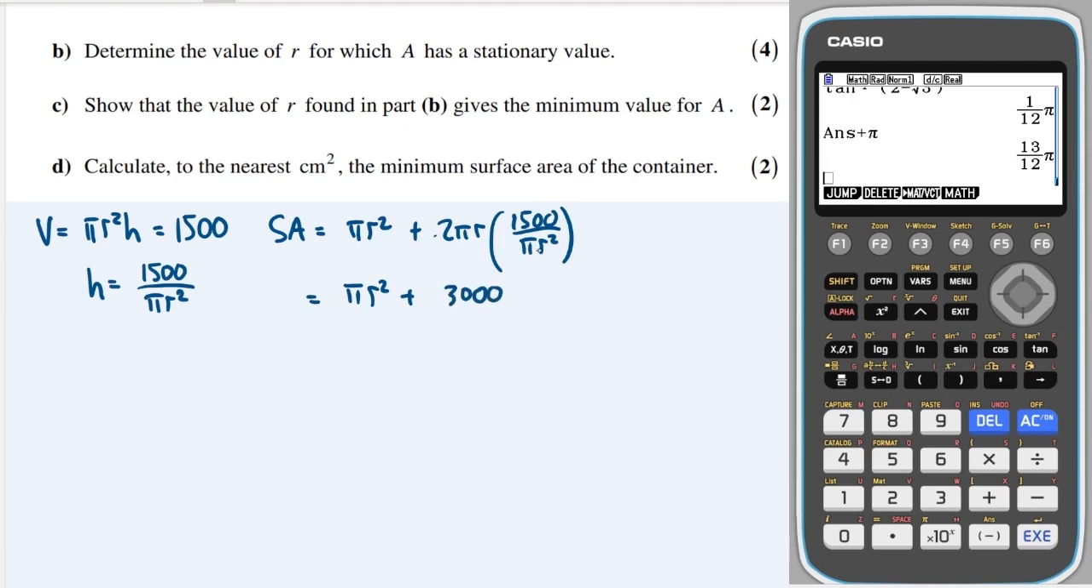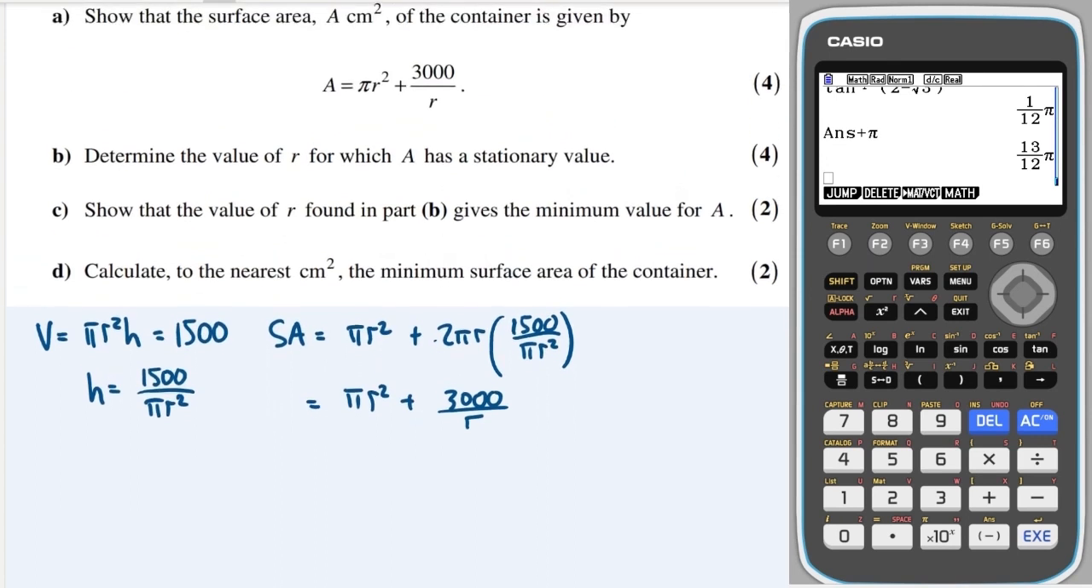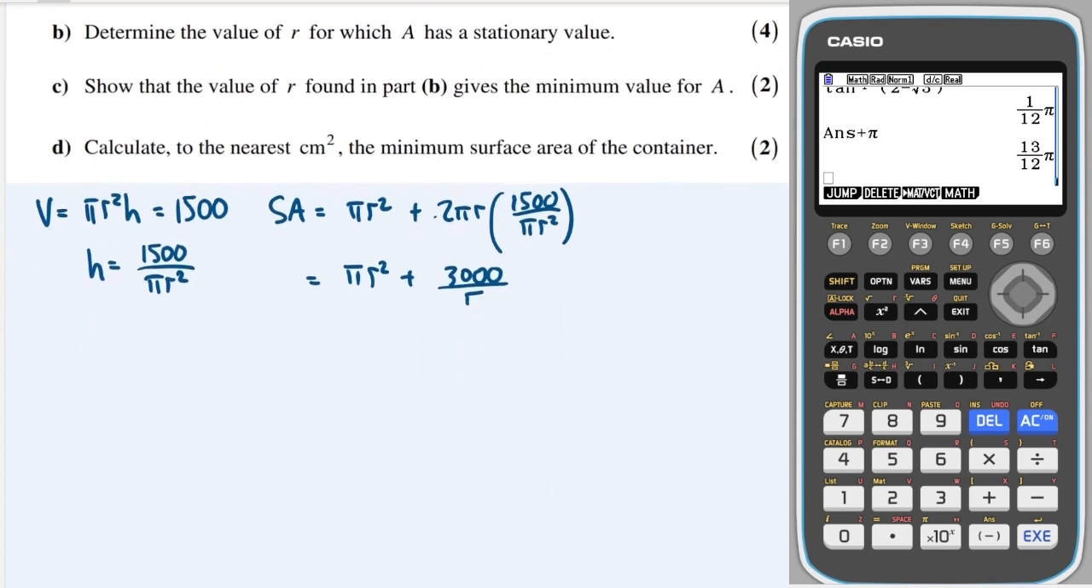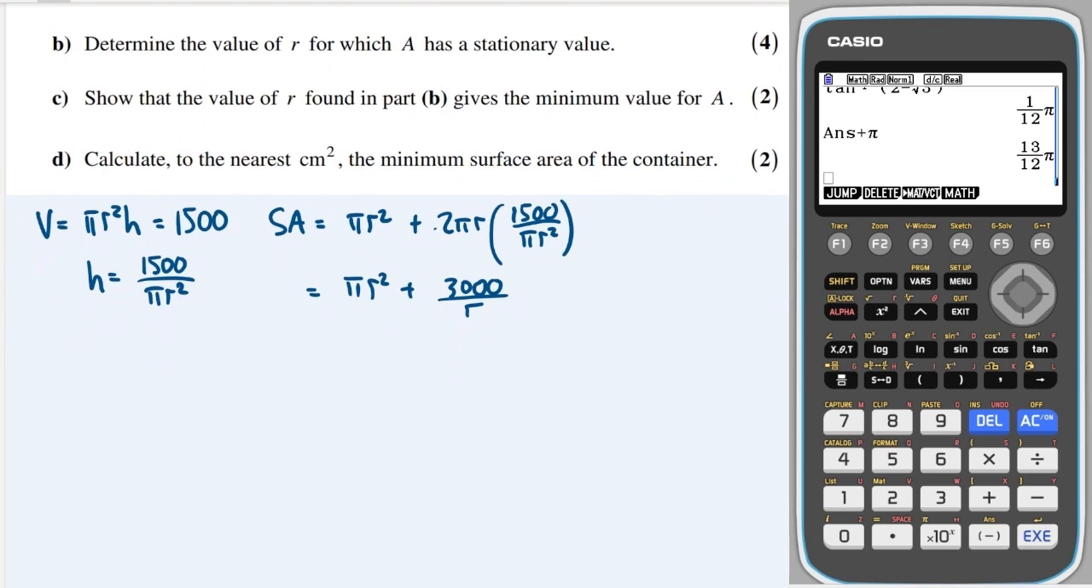The π and the divide by π cancel. The r and the divide by r leaves me with 1 over r. And that's what is required. Determine the value of r for which A is a stationary value. Okay, so that means we need to do the derivative of A with respect to r.